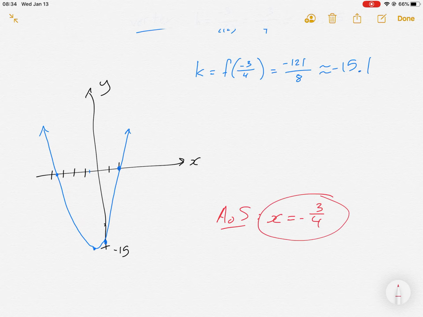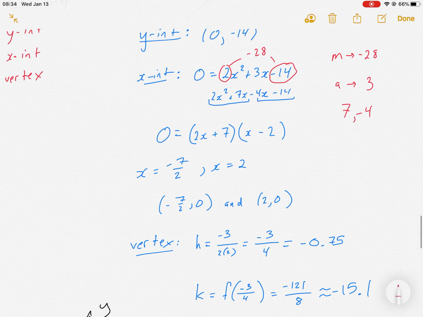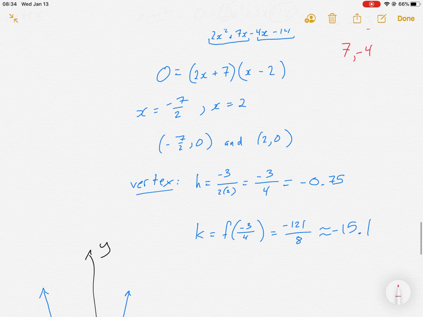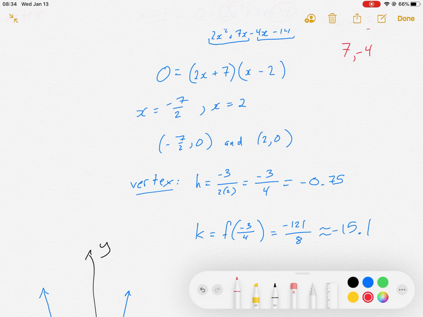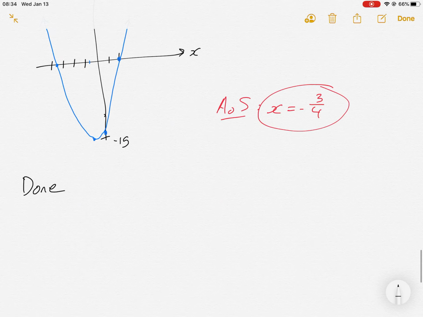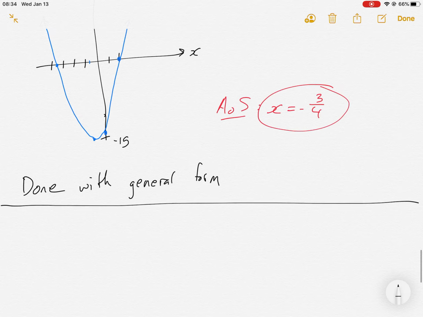All right, so once again, this was a little bit more involved because we had to do some extra factoring. It was a little bit harder to do that. The vertex had some fractions in it. But if you stick with it, the steps are all pretty straightforward as long as you don't worry about the numbers too much. Great. So we're now done with the general form. I would say the general form kind of looks the nicest, but overall it's the least useful.